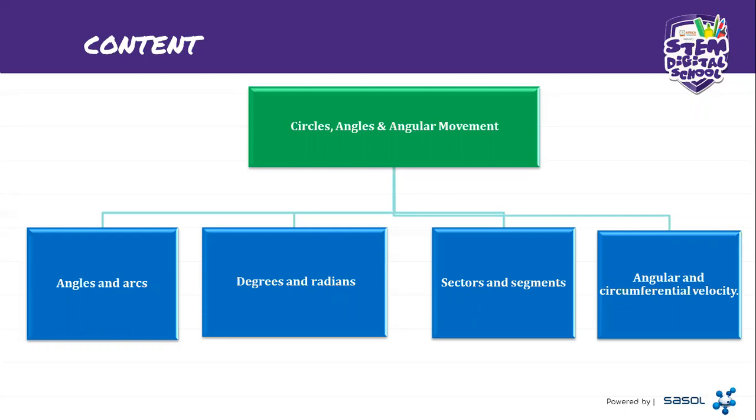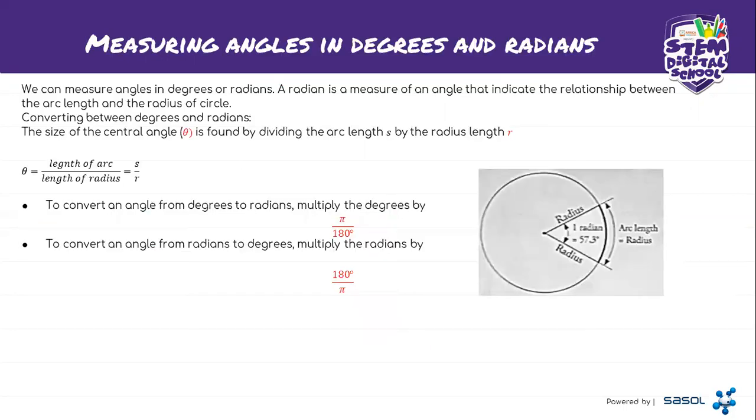Now let's see what we are having. First is degrees and radians. But how do we do that? It says we can measure angles in degrees or radians. A radian is a measure of an angle that indicates the relationship between the arc length and the radius of a circle.